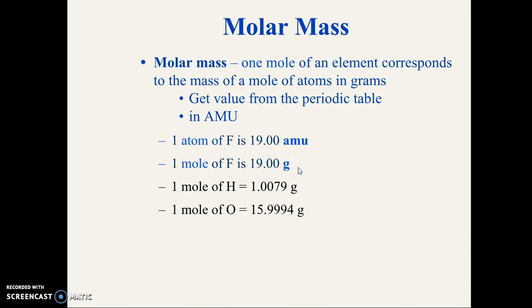So 1 mole of hydrogen is 1.0079 grams. 1 mole of oxygen is 15.9994 grams. 1 mole of any element is the molar mass on the periodic table. So you just have to look on the periodic table.